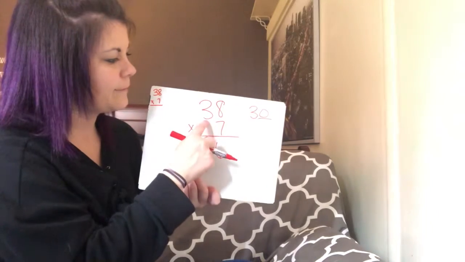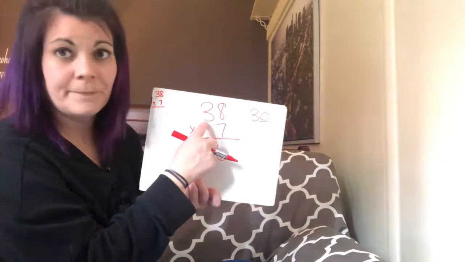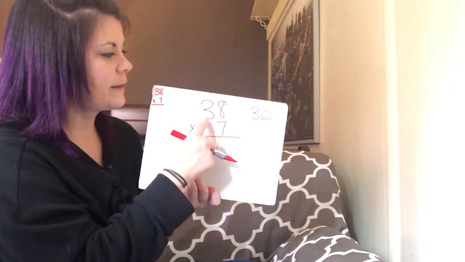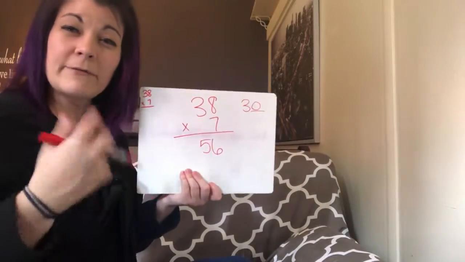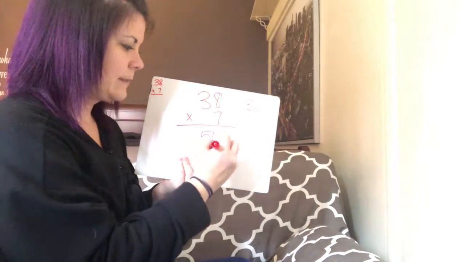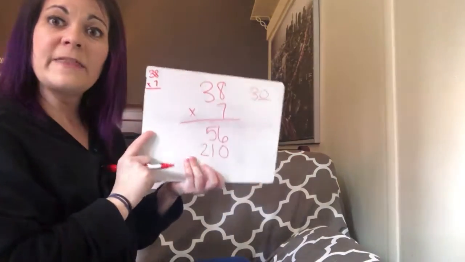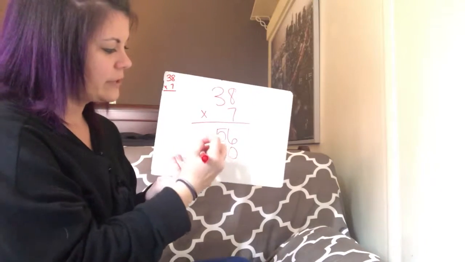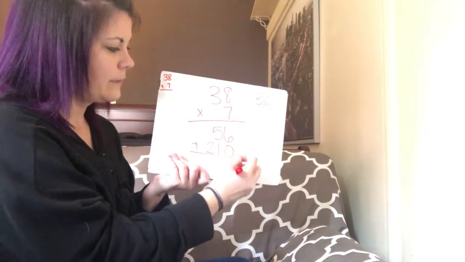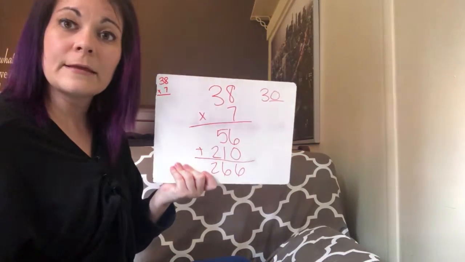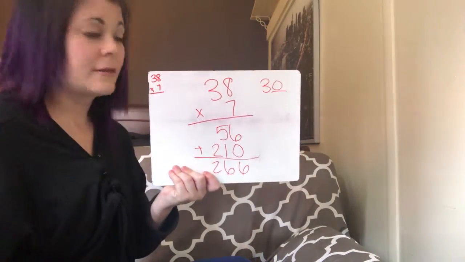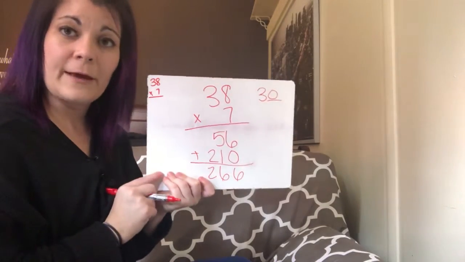So 3 is in the tens place, so this represents 30 since it's in the tens place. So you say, well, 7 times 30. 7 times 30, that's pretty easy because we know 7 times 3 is 21, and then add a 0, okay? And then what we do with these two is we just add them. 6 plus 0 is 6, 5 plus 1 is 6, 2, so we get 266 as well. So this is multiplying by place value.